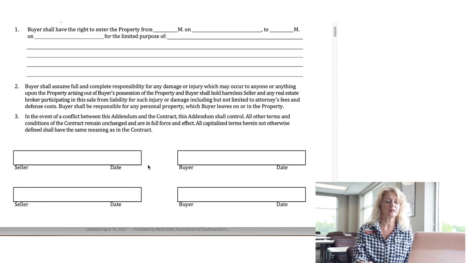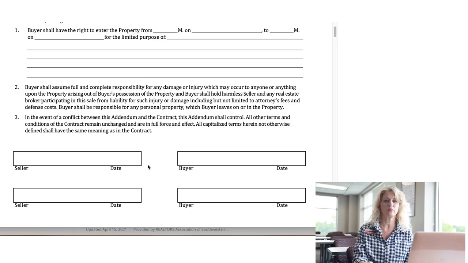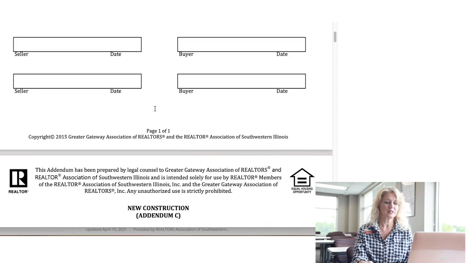Maybe another instance I have seen is the buyer wants the house professionally cleaned prior to closing, the carpets cleaned or something like that. Not typical, it's not advised because anything can happen, and then there is the question of liability. I know this paragraph 2 says buyer shall assume full and complete responsibility. But things happen. And so the legal advice is always to really steer your clients away from any possession outside of actual ownership. Okay. So there's a limited entry addendum.